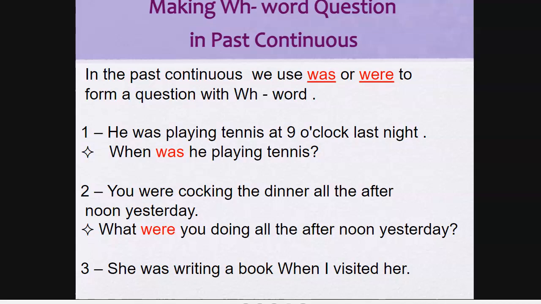So, my dear students, here you can see you must translate all these sentences. For example, he was playing tennis at 9 o'clock last night. When was he playing tennis?